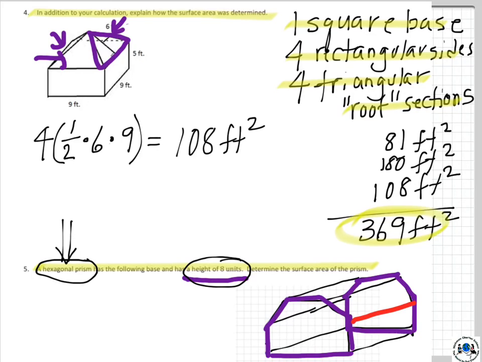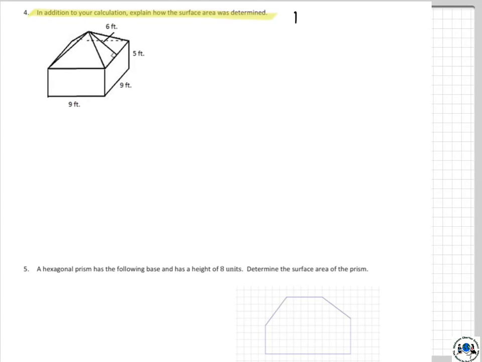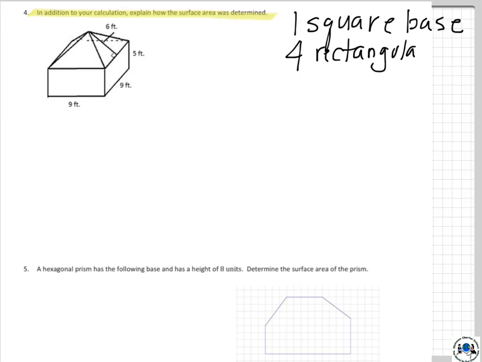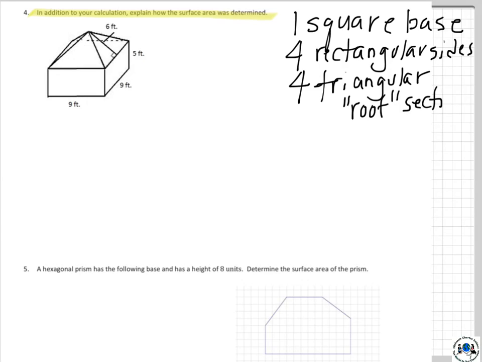These all here. Okay, so the way I described this little building here is 1 square base, 4 rectangular sides, 4 triangular roof sections. Okay, and you might have done it the same way. And so let's go ahead and get right to it. So let's go ahead and take care of that square base first. Real easy. 9 by 9, 81 square feet.